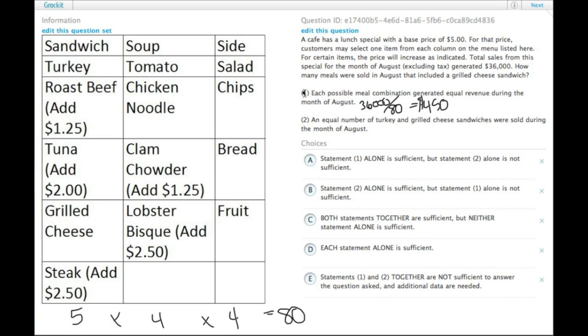You can do it on your own if you like, but this is sufficient for us to figure out how many total grilled cheese sandwich meals were served. So we get rid of B, C, and E.